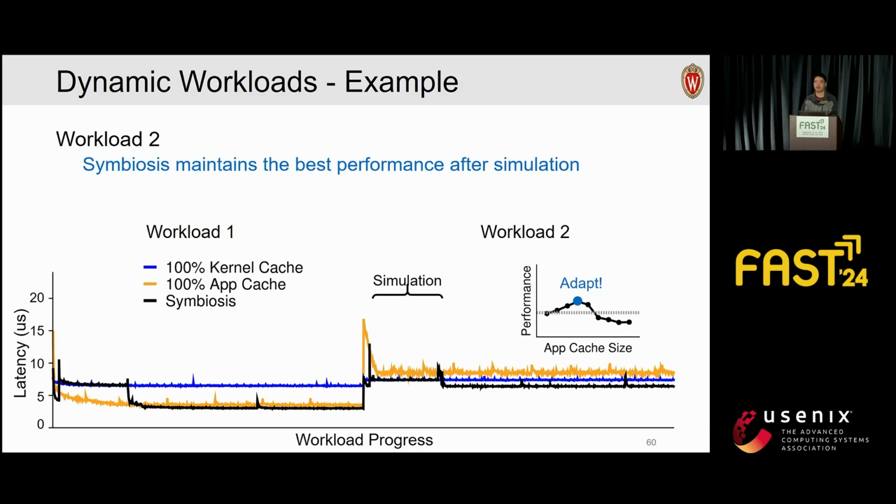The line plot shows the simulation result. Again, the best performance takes place when we give about 40% of the memory to the application cache. In general, Symbiosis takes some time for simulation and to find a better configuration. Then, it changes the cache sizes, which may incur a small latency peak, and achieves performance gain after that.